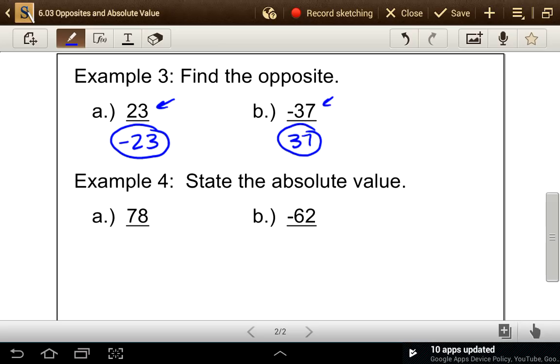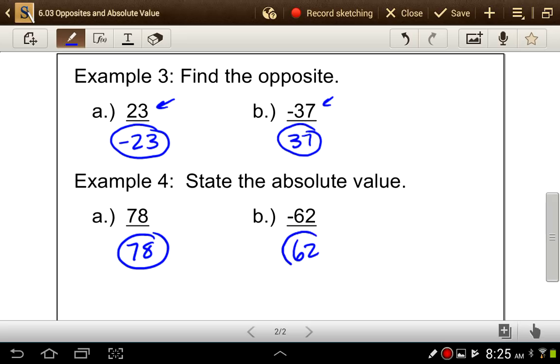For example 4, we're going to state the absolute value. How far away from 0 are these numbers? 78 is 78 units away from 0, so it'd still be 78. And for -62, it is 62 units to the left, which means it's 62 units away from 0. So it's 62. Notice how opposites and absolute value sometimes have similar rules, but sometimes they have different rules, so pay attention.